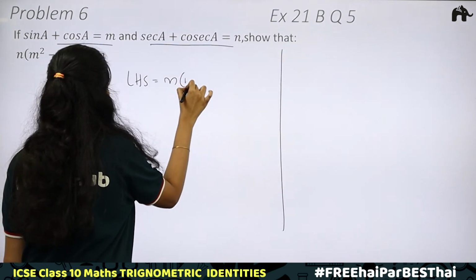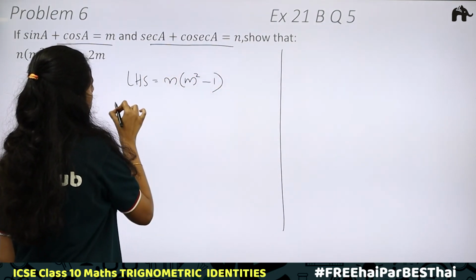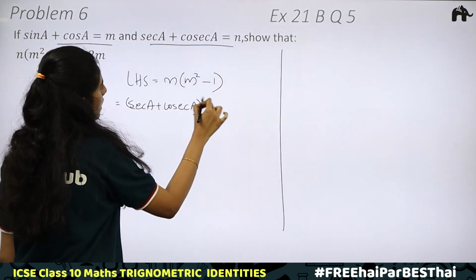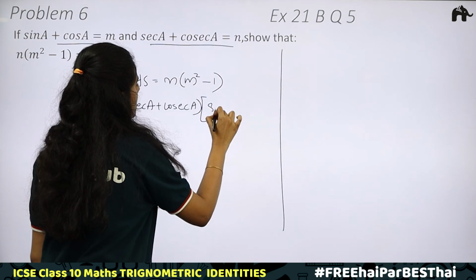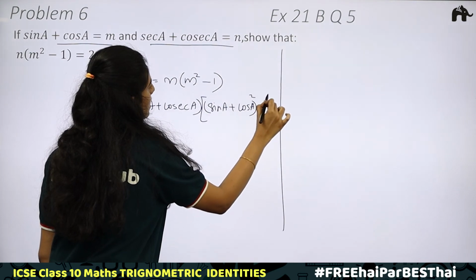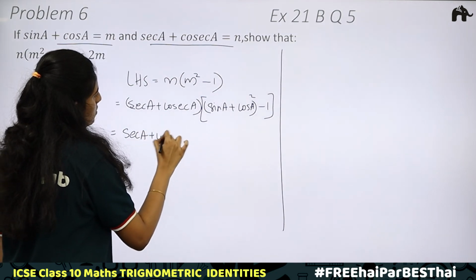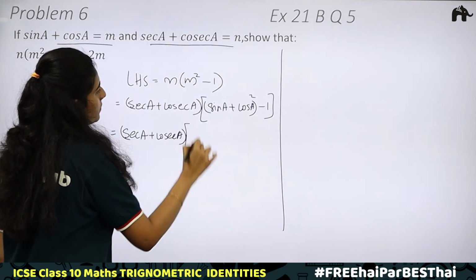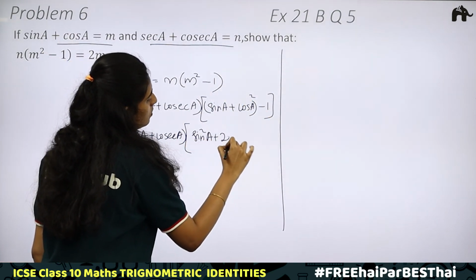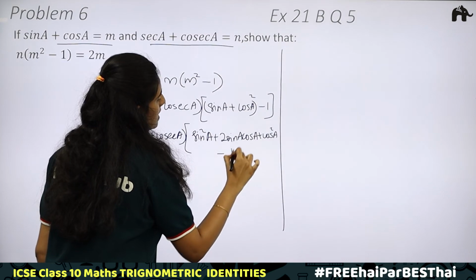LHS is n into m square minus 1. Now put the values of n and m. Here n is equal to sec A plus cosec A, into m square. M square is sin A plus cos A whole square, minus 1. That is equal to sec A plus cosec A into sin A plus cos A whole square, which is sin square A plus 2 sin A cos A plus cos square A, minus 1.